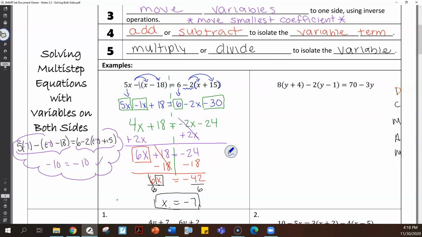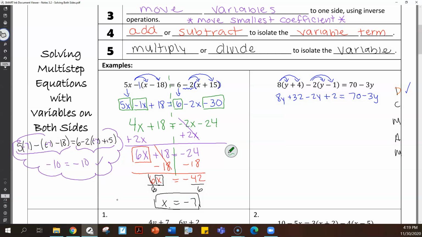In my first set, I've got 8 times all of this, so 8 times y is 8y. 8 times 4 is 32. And I'm going to repeat for the second set. Negative 2 times y is negative 2y. Negative 2 times negative 1 is positive 2. No distributing to do on this side, but I do need to bring down 70 minus 3y. So I've done distributing.